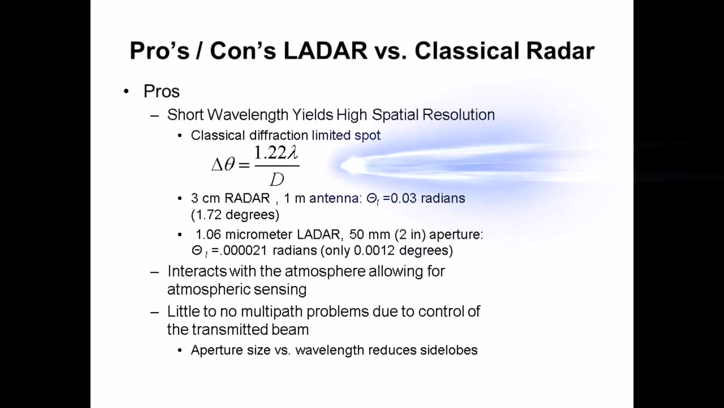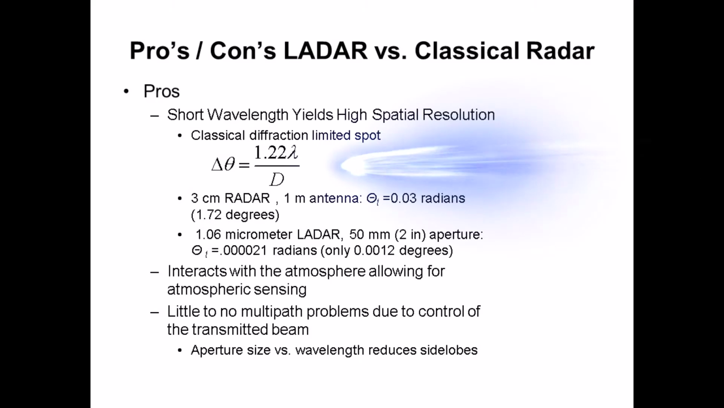So next, we're going to move on to pros and cons of laser radar versus classical radar. And we're going to start by talking about one of the huge differences between laser radar and most classical radar systems, which has to do with the wavelength of the electromagnetic radiation being used to do the detection and ranging. And the laser radar system uses light, which has a much shorter wavelength than most radar systems.